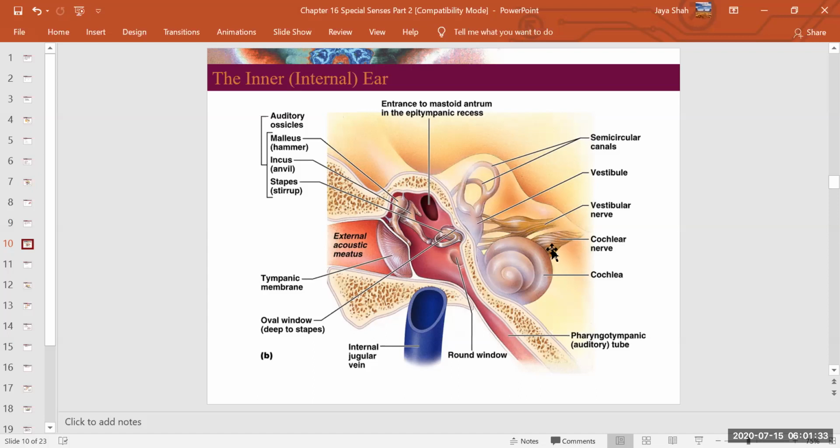And you see the vestibular and cochlear nerves exit from the vestibule and cochlea, and then they bundle together and become the vestibulocochlear nerve, which is a cranial nerve. Which cranial nerve? Eighth cranial nerve. Okay.